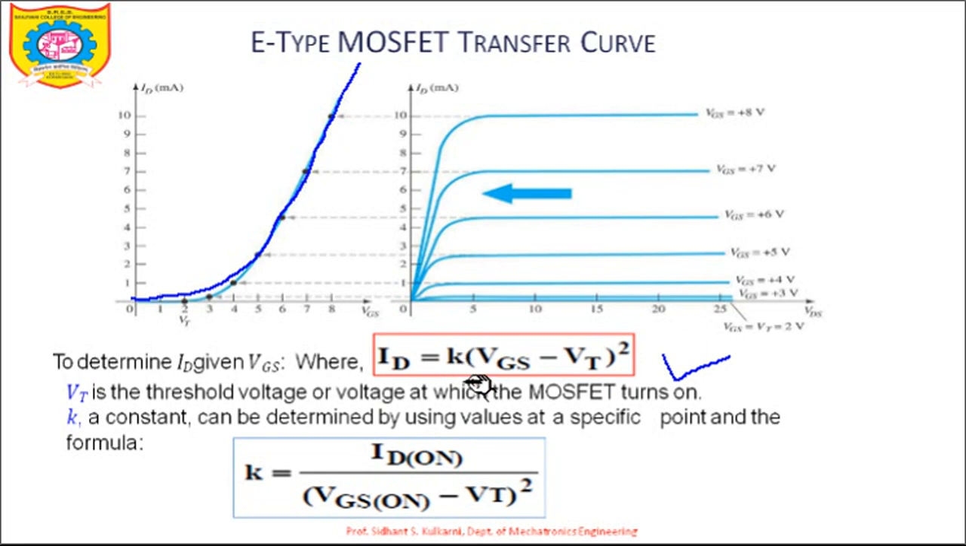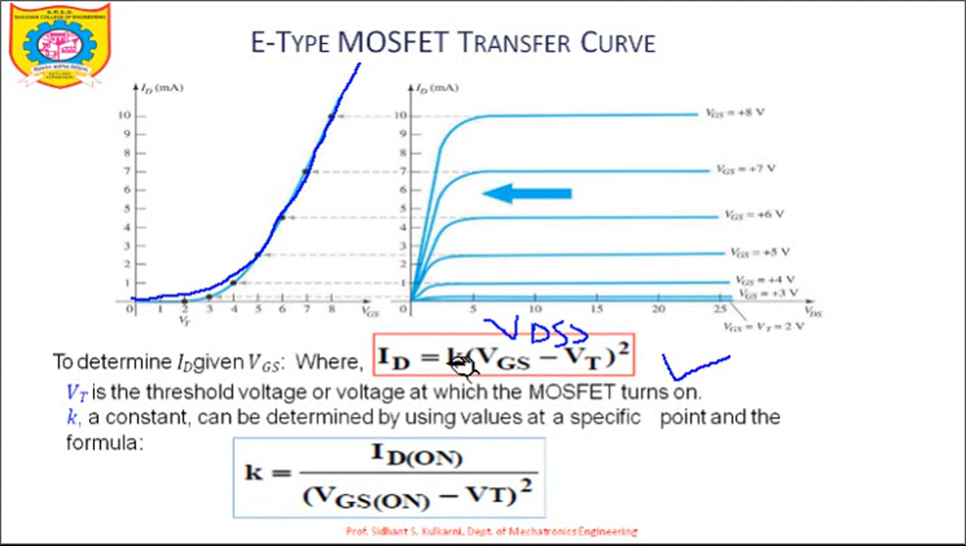ID equal to K into (VGS minus VT). What is VGS minus VT? VGS minus VT is your VDSS. So ID equals K into VDSS square, or VDSS can be represented as (VGS minus VT) square, where VT is the threshold voltage, the voltage at which the MOSFET turns on, and K is a constant that can be determined using the value of a specific point.